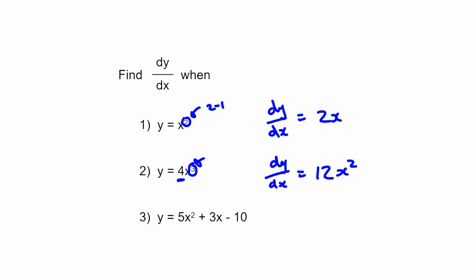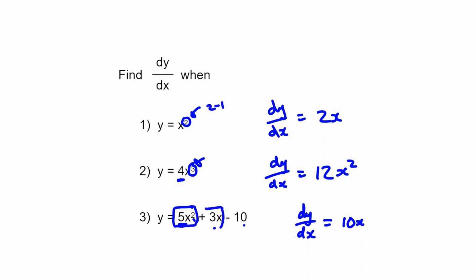Now for our last example, we've got y equals 5x squared plus 3x take away 10. So we've got multiple terms on our right-hand side, and we look at these individually. So we'll deal with this one first, 5x squared. We're going to multiply by the power. So 5 times 2 gives us 10. Decrease the power by 1. Well, 2 take away 1 is just 1, so just x.